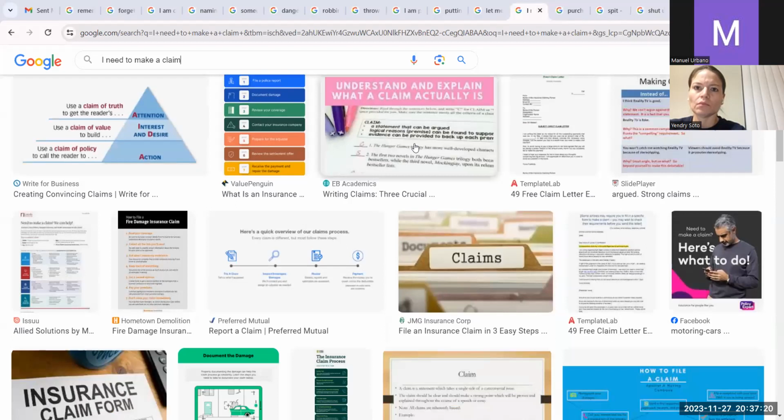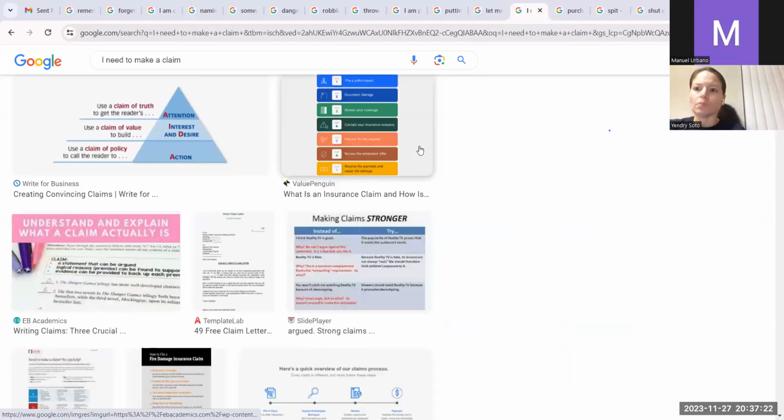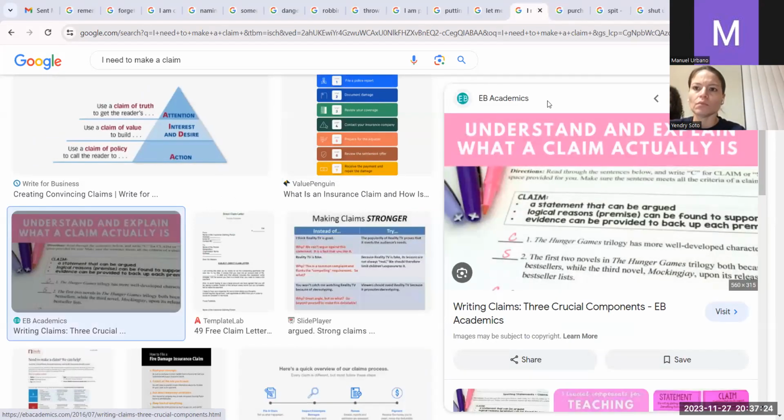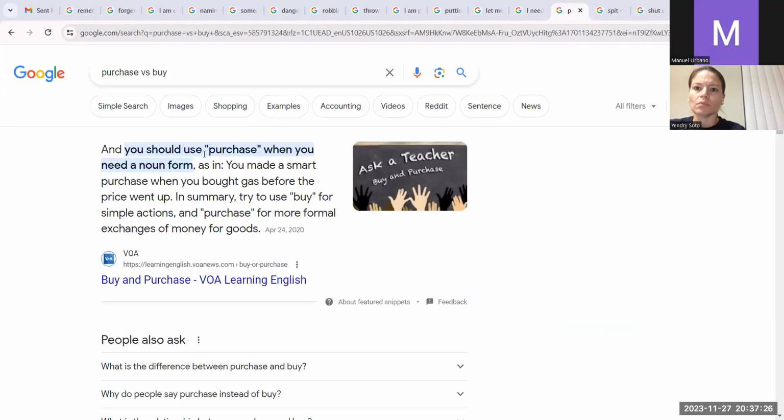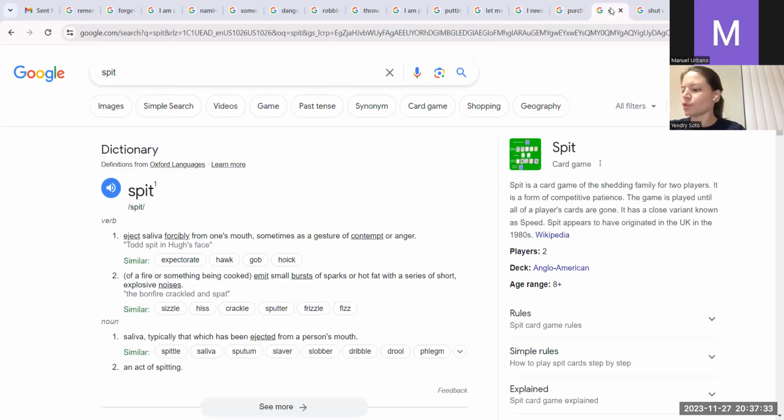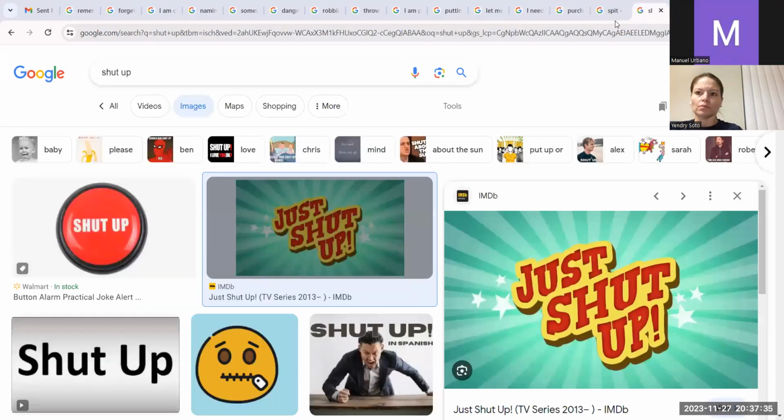And claim, just remember that a claim needs to be formal, needs to be written, you have to have ID, things like that. Purchase again is like buy, but it's a more formal buy, right? And then chat, just remember that it's to close, but with all the insurance.